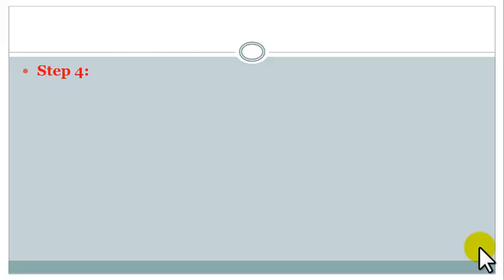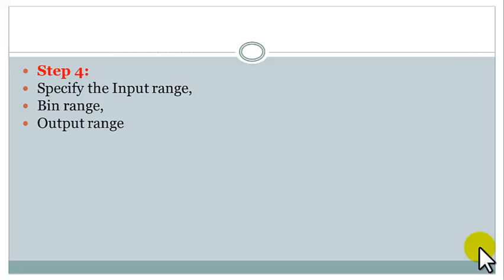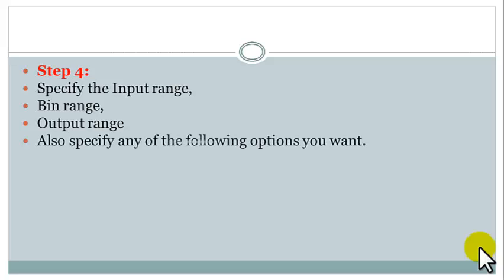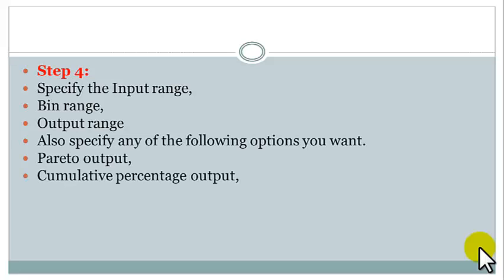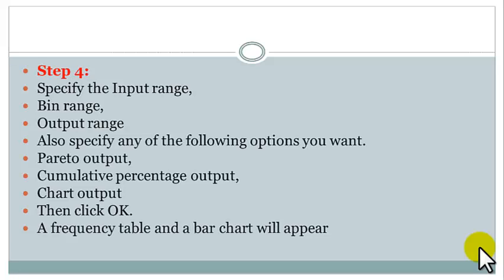Step 4. Specify the input range, bin range, and output range. Also, specify any of the following options you want: Pareto output, cumulative percentage output, and chart output. Then click OK. A frequency table and a bar chart will appear.